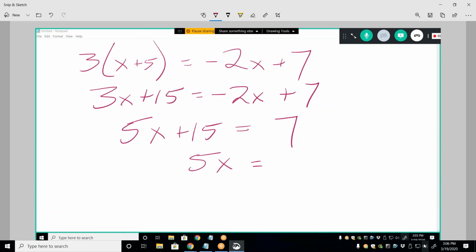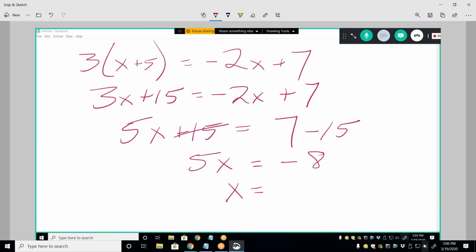So what I'm going to do is subtract 15 from that side, and then subtract 15 from that side. So what is 7 minus 15? It's negative 8. Yeah. And the last step? And then you divide by 5. Okay. What's the line?